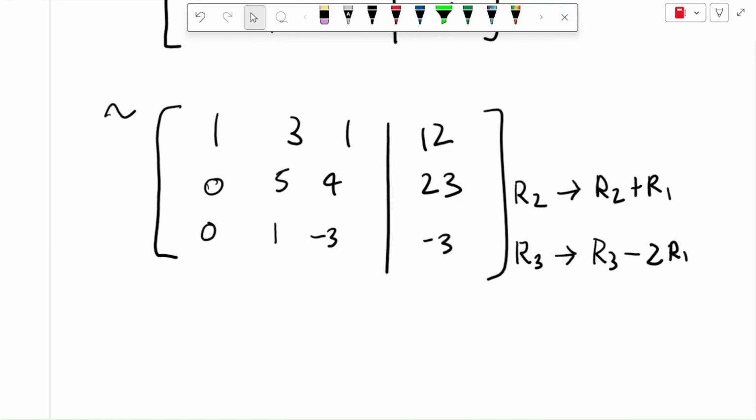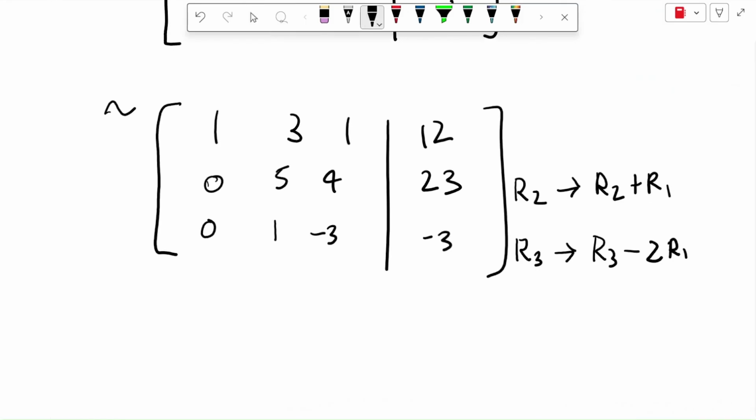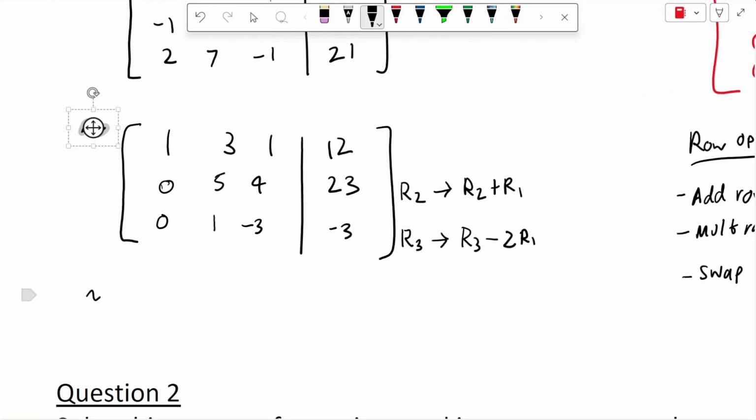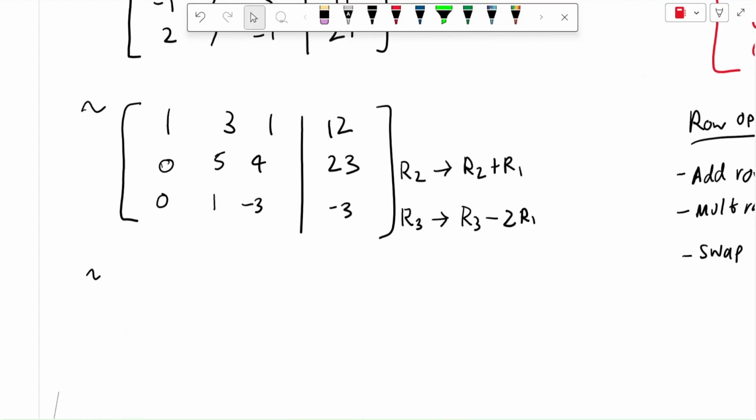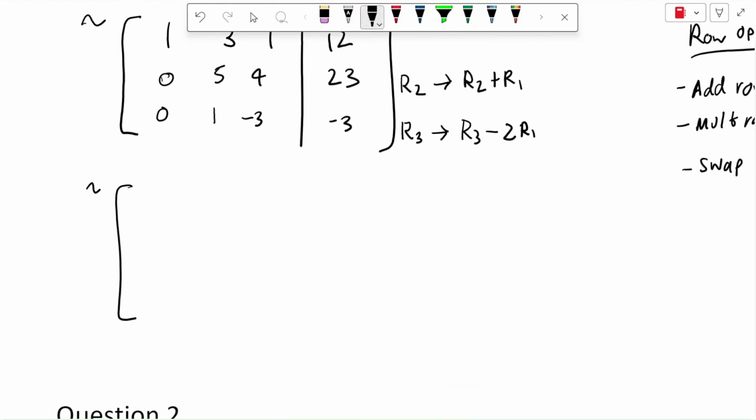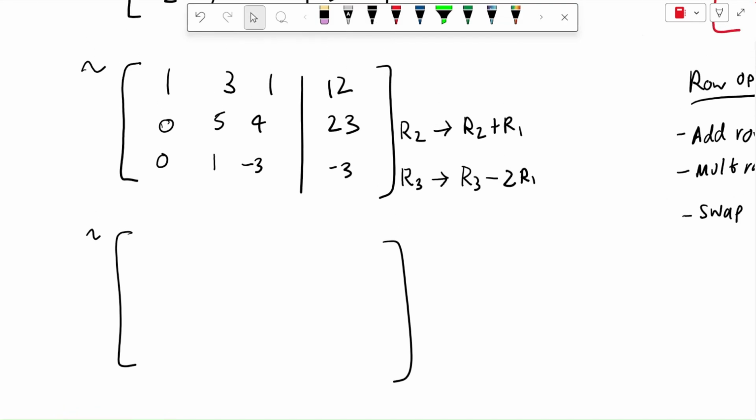If you try to do row 3 with row 1 again, it just never ever works out. You've got to combine row 3 and row 2 now. So that's how this works. So row 1 and row 2 will stay the same.